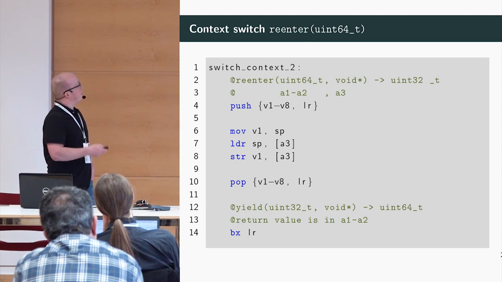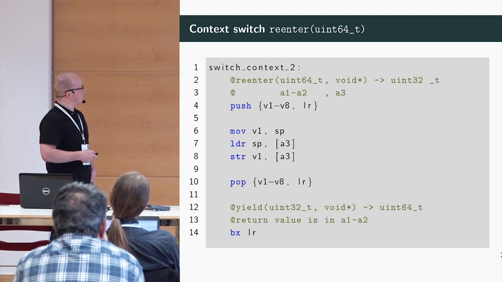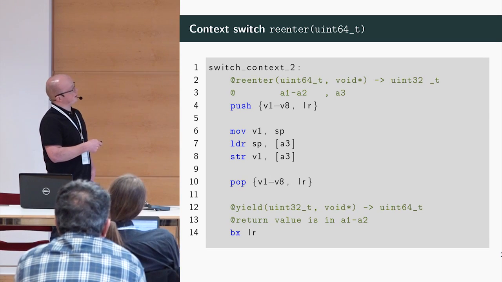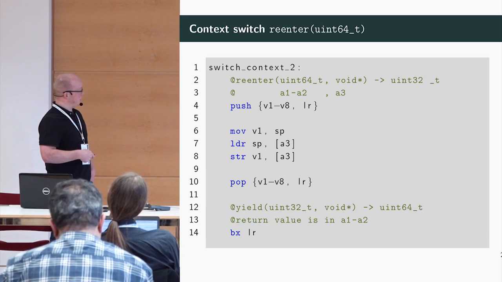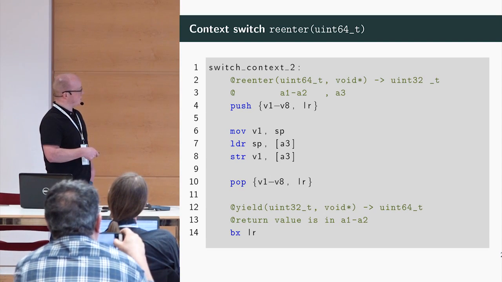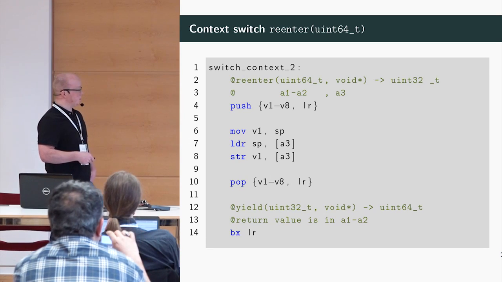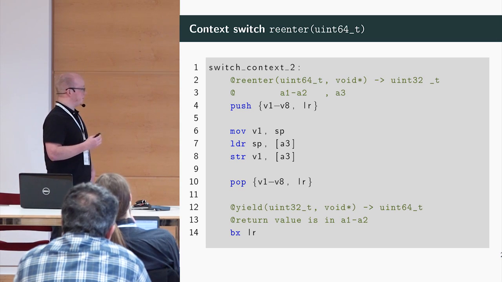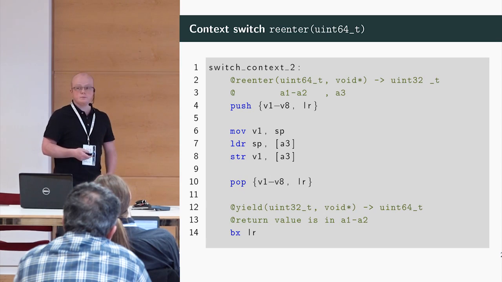And the same holds true for switch context 2. So you just pass the A3 one further. You have the 64-bit value in A1 to A2. And once you're down here, you've switched the context. You're returning now from, in effect, the yield function that expects a 64-bit value, which is already in A1 to A2. And so for passing through 32-bit and 64-bit values, you have 22 cycles you need.